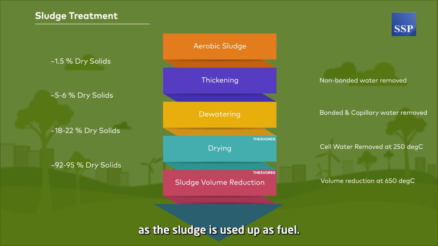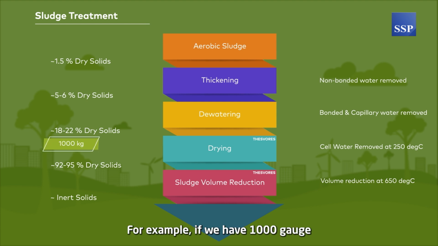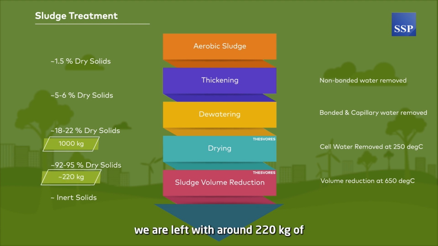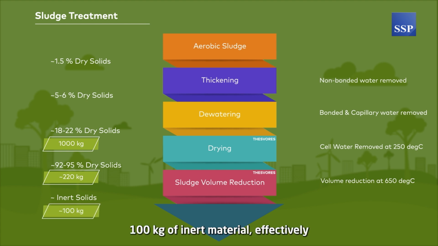As the sludge is used up as fuel, it is reduced in volume, and all we are left with is inert solids which are like a fine powder. For example, if we have 1000 kg of 18 to 22% dry sludge, after the drying stage we are left with around 220 kg of 92 to 95% dry sludge, which after the volume reduction stage is left with only around 100 kg of inert material, effectively reducing the total volume by 90%.